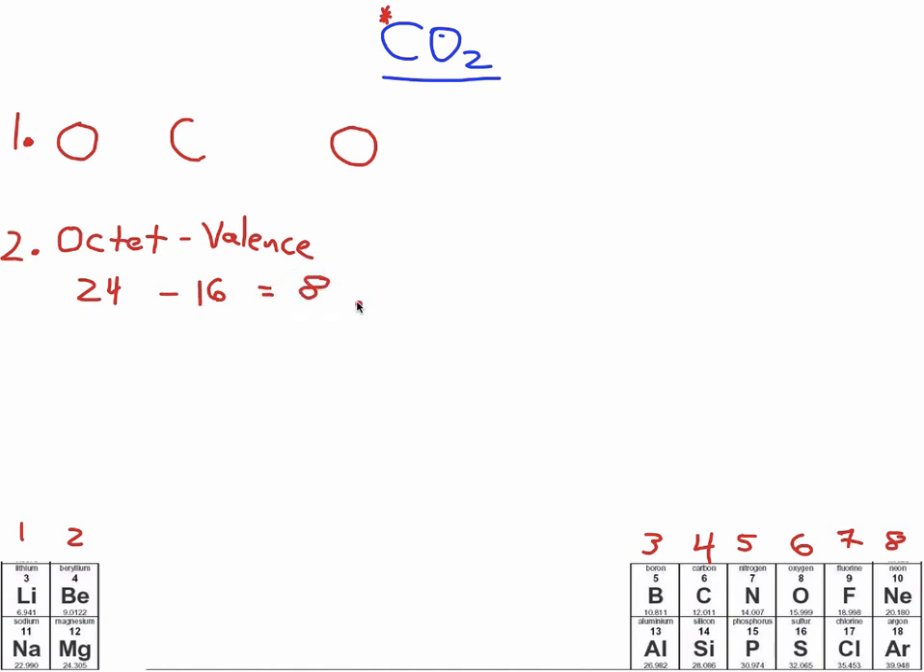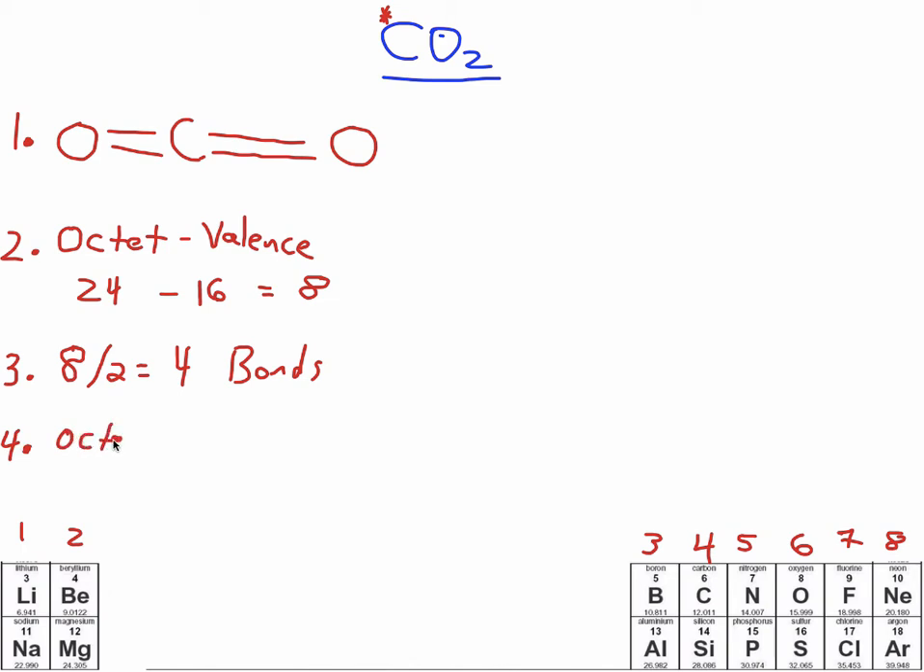What is that 8? That is the number of electrons available for bonding. But remember, a covalent bond involves 2 electrons. So we divide that by 2, and this tells us that we have 4 bonds. So I'm going to put those in. 1 here, 1 here, 1 here, 1 here.